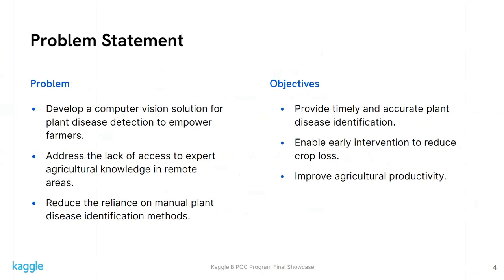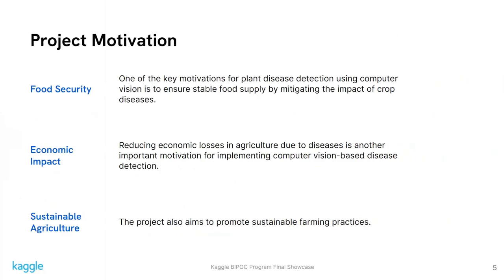The goal of this project was to develop a computer vision based solution for plant disease detection for farmers, as it will empower farmers and provide timely and accurate plant disease identification, and also give an early intervention to reduce crop loss and improve agricultural productivity.